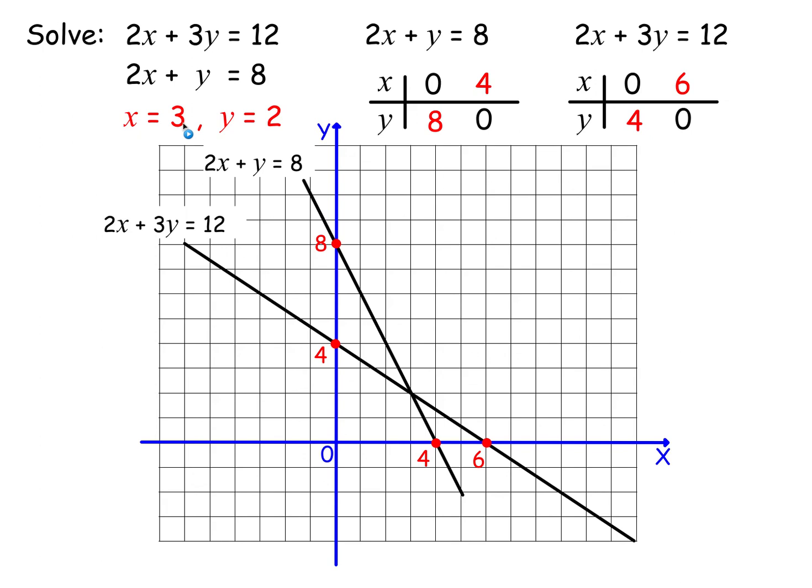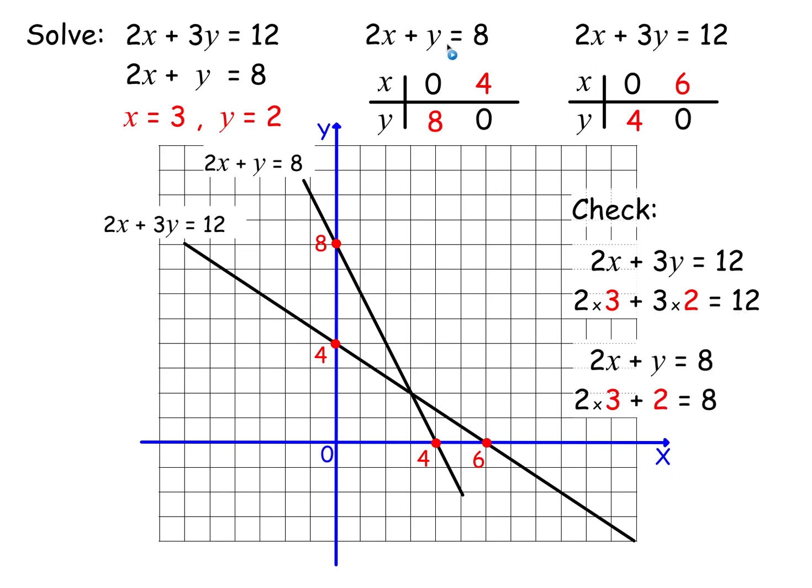Now, that's it done, but you can check it. If you want to do a check, just take the first equation here, 2x plus 3y equals 12. Make x 3, y 2 the solution. Does it work? 2 3's are 6, 3 2's are 6, and they add to make 12. So it works. And the other one was 2x plus y equals 8.